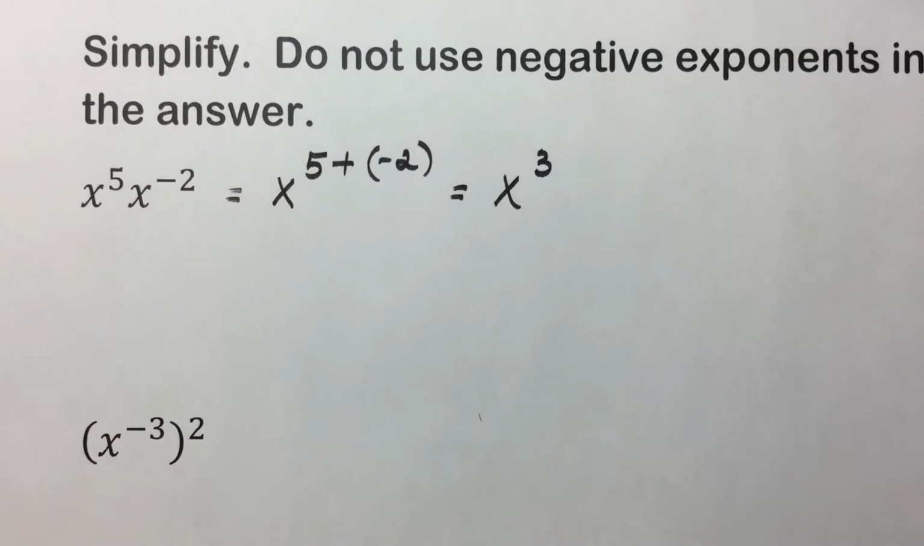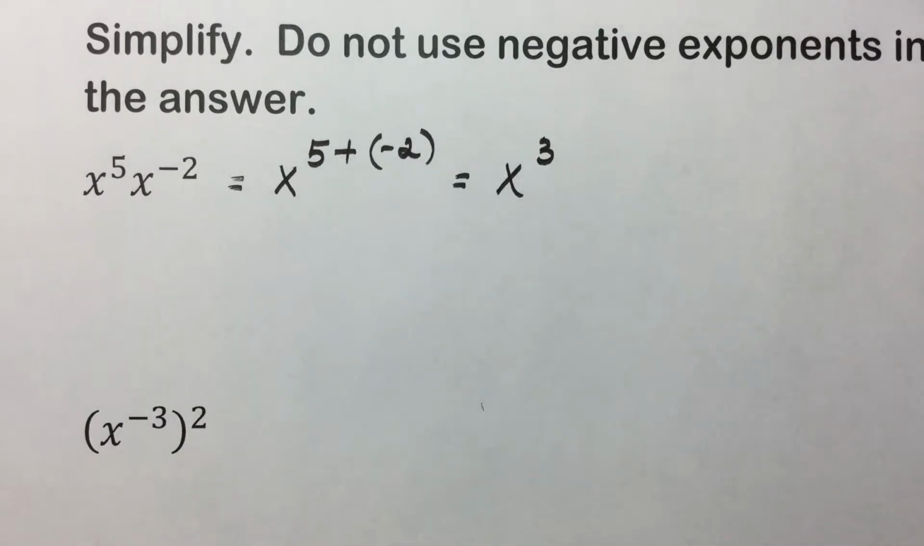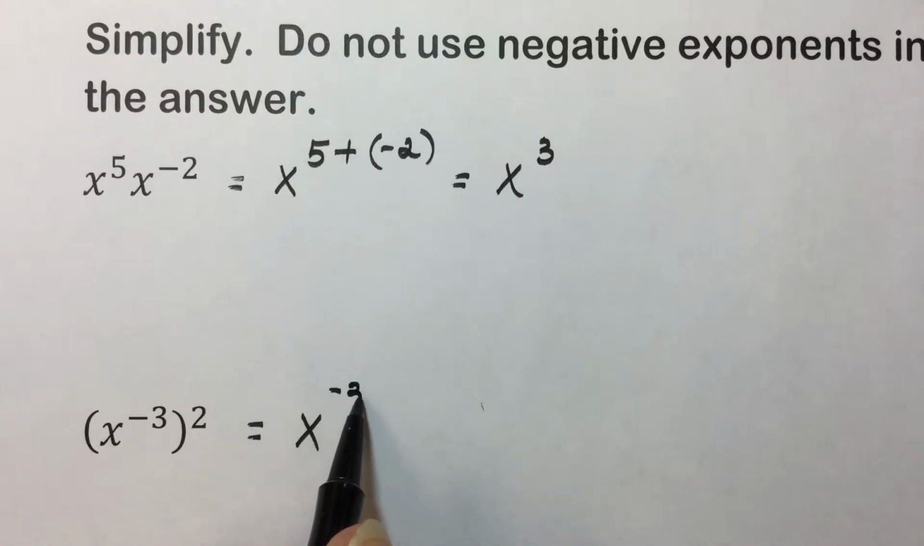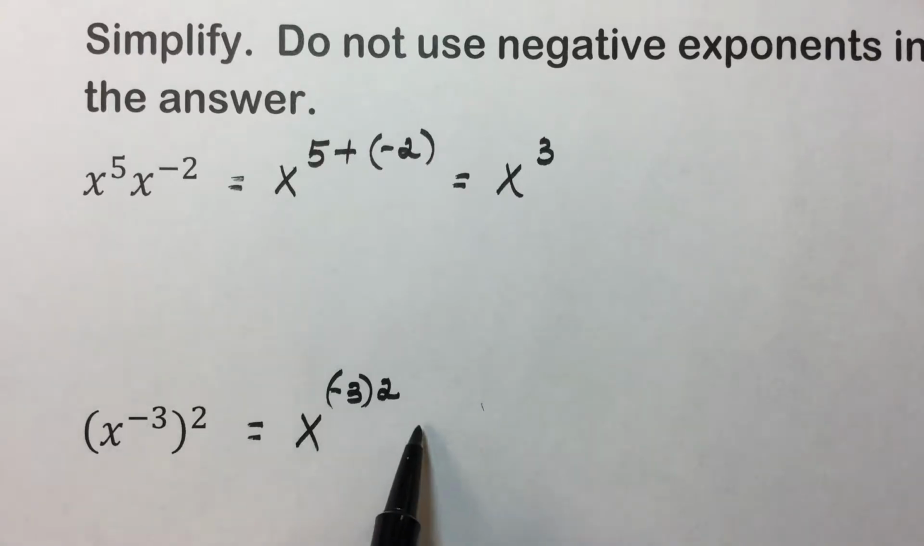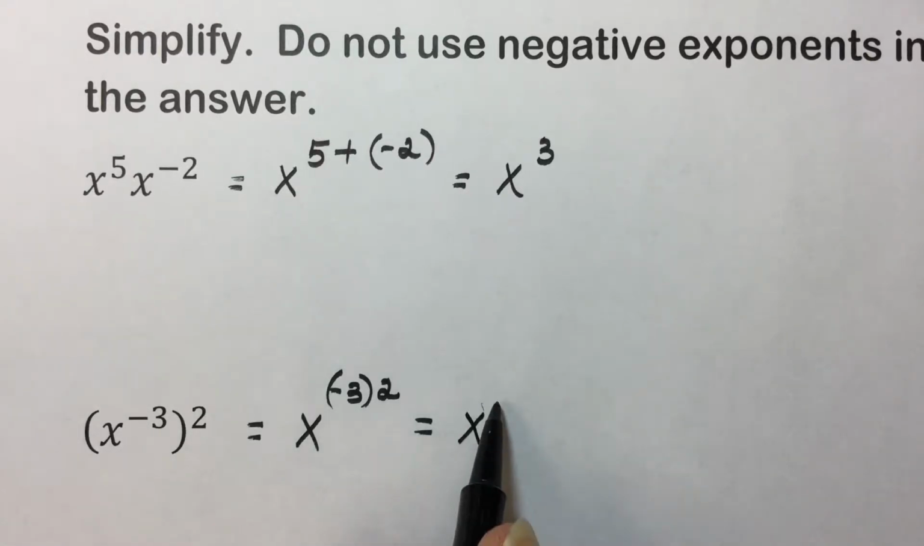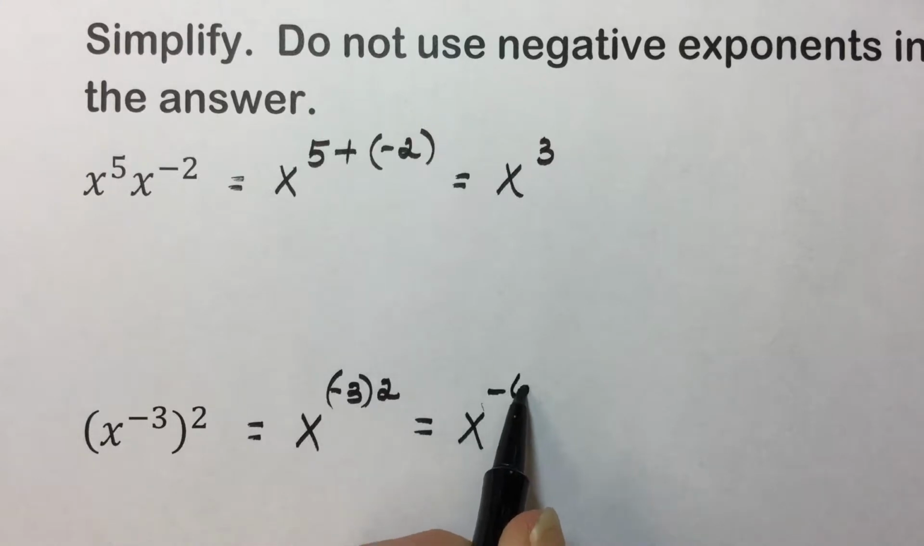In the next example, we have a power raised to a power. So using our power rule, we simply multiply our exponents together. So we have -3 times 2, and using that power rule, we multiply those exponents to give us x to the -6 when we multiply a negative times a positive.